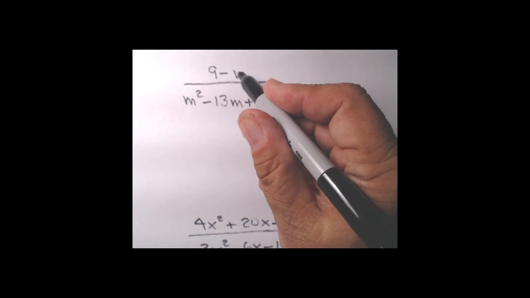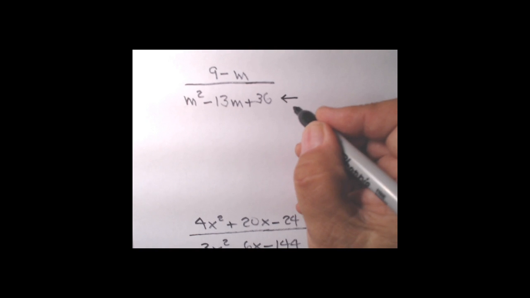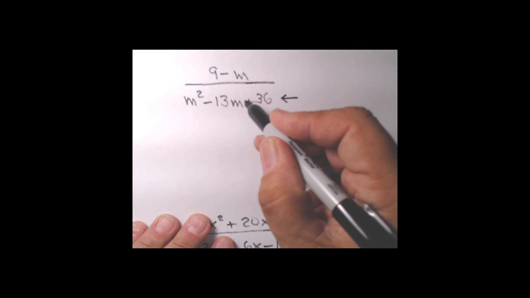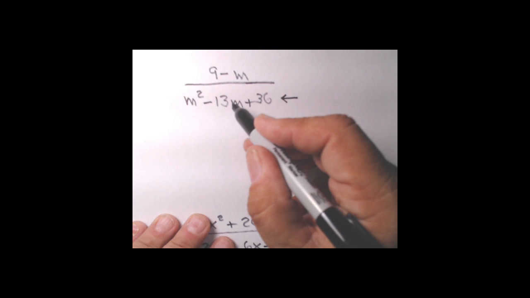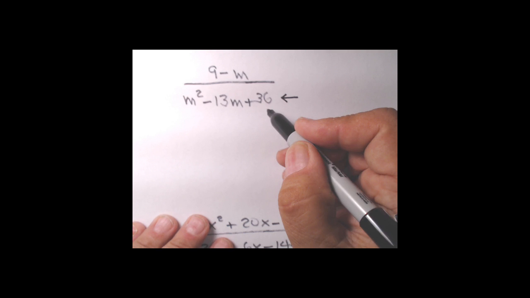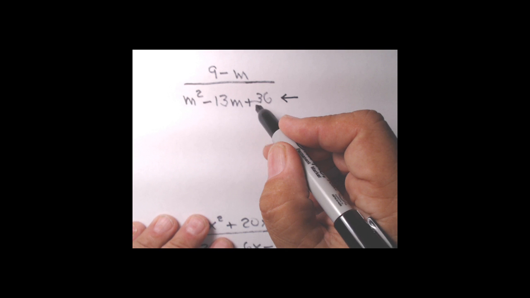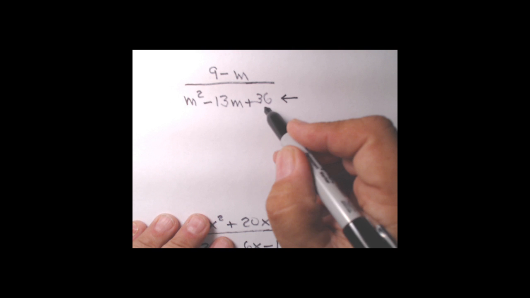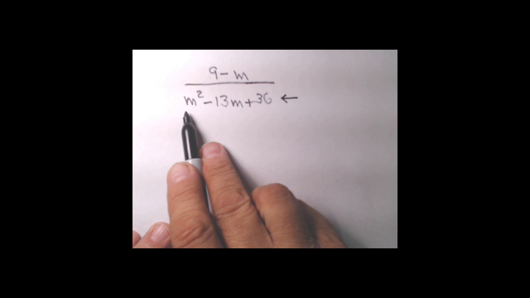Here's another example. And again, as always, for excluded values, we're only interested in what's happening downstairs. Now, how do we find the values of m that'll make this 0? Well, what we do is we factor it, and then it's just like finding the roots of a quadratic equation. We find out what values in those factors will make the downstairs 0. Well, let's just remind you. We got to factor this.